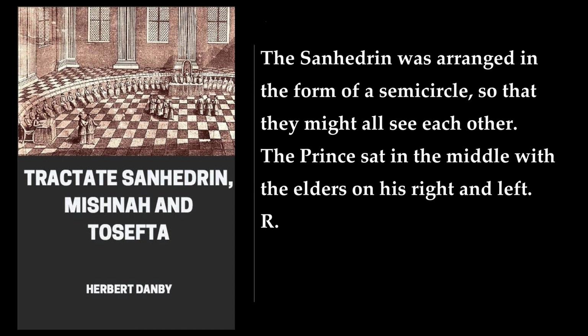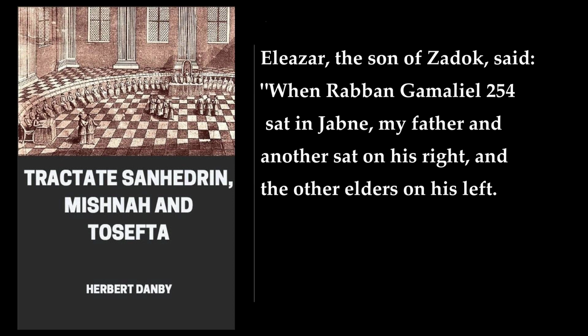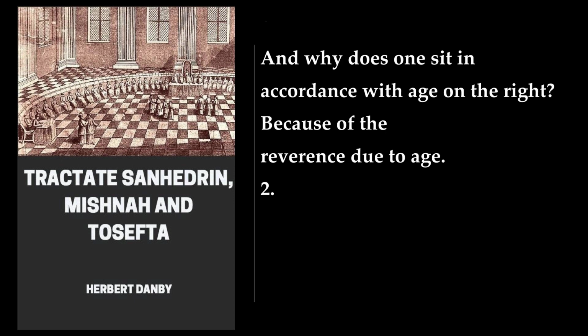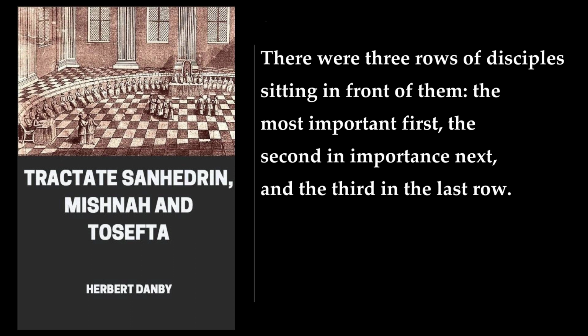R. Eleazar, the son of Zadok, said, when Rabban Gamaliel sat in Jabin, my father and another sat on his right, and the other elders on his left. And why does one sit in accordance with age on the right? Because of the reverence due to age. There were 3 rows of disciples sitting in front of them, the most important first, the second in importance next, and the third in the last row.